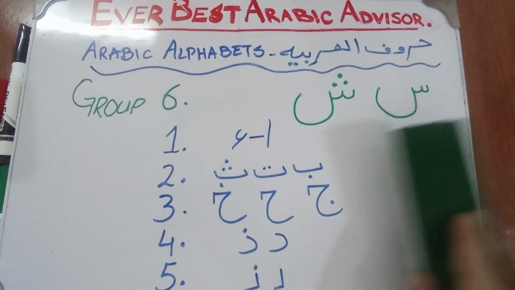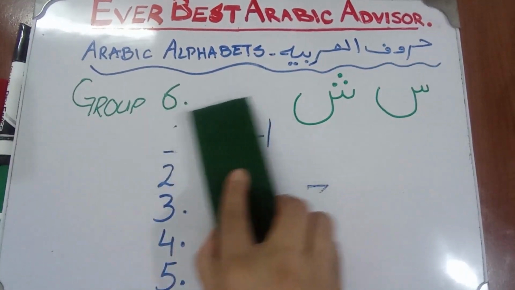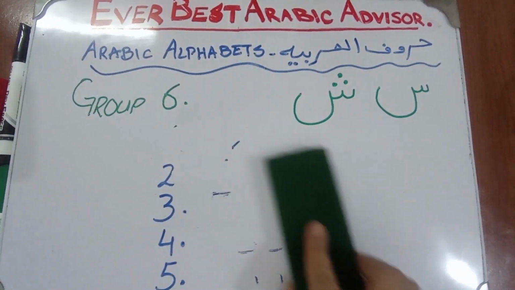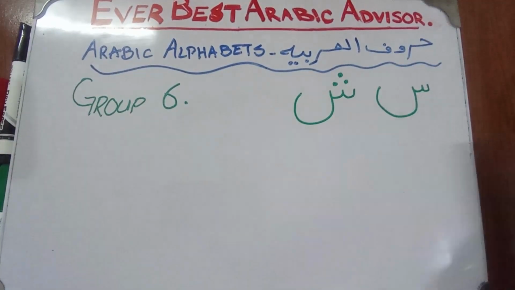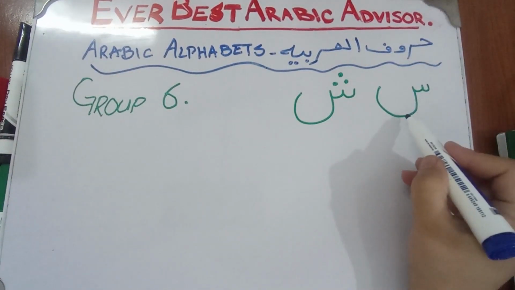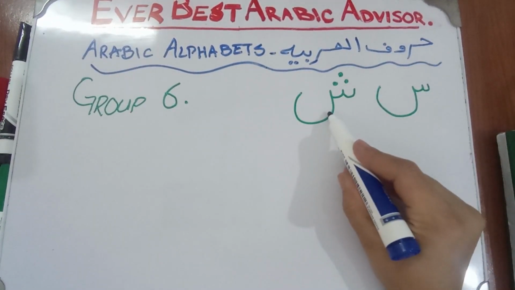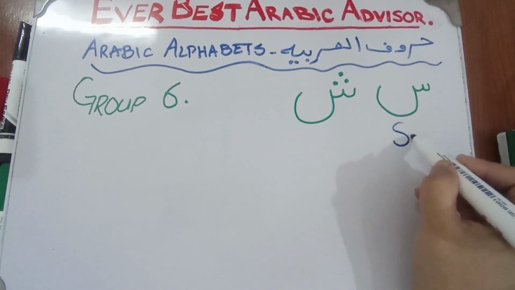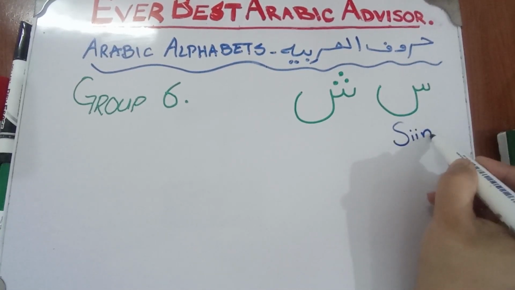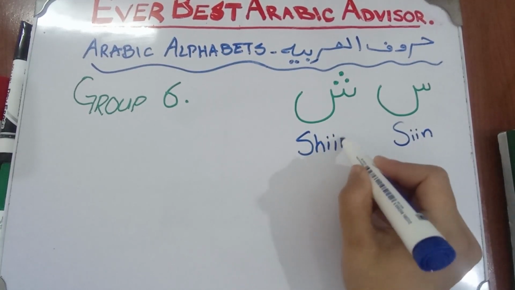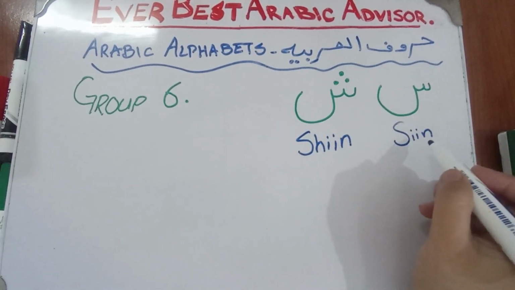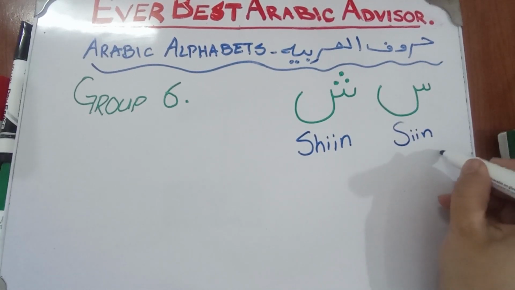Today we are learning group number 6. In group number 6 there are 2 letters, Sin and Shin. Let's learn how to write.